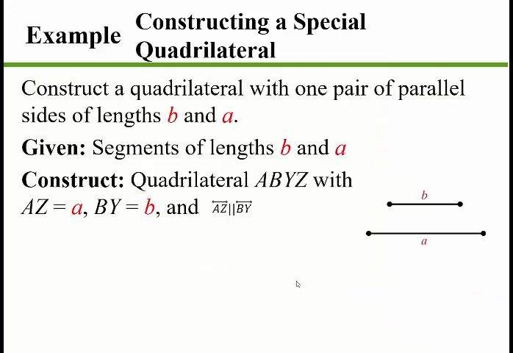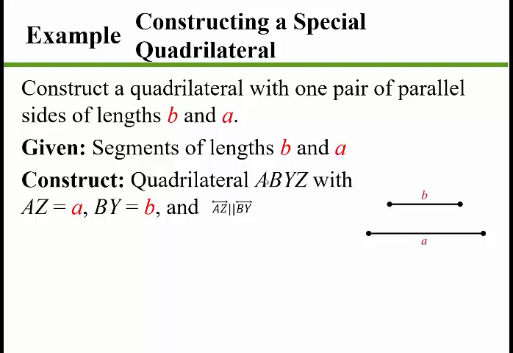All right, let's try another one. Let's construct a quadrilateral with one pair of parallel sides of lengths B and A. So you're given segments of length B and A right here, and what you want to do is get this quadrilateral.